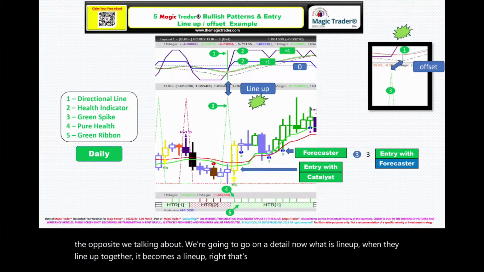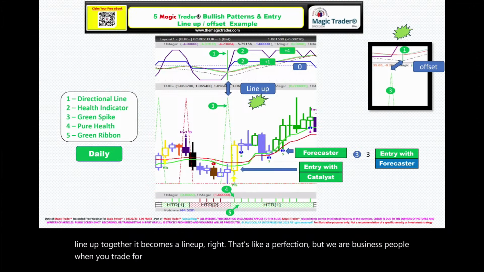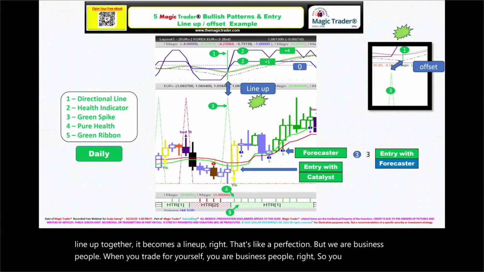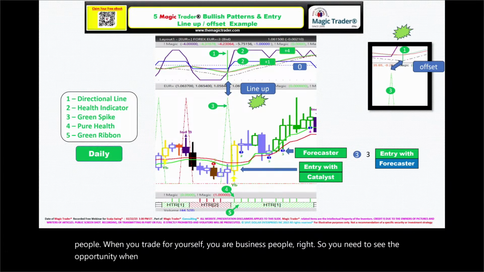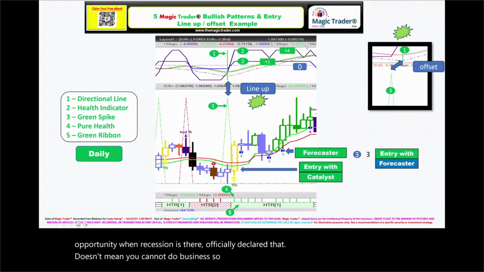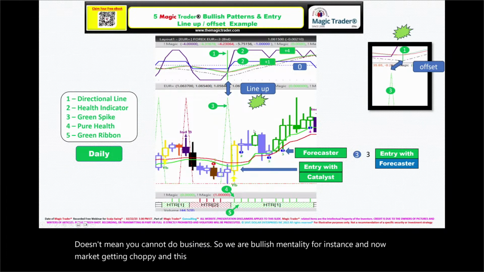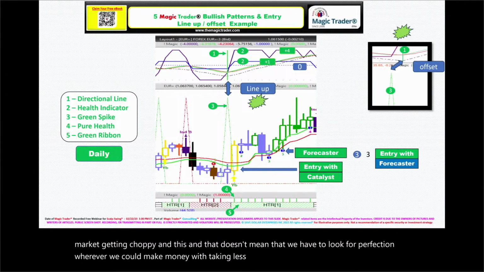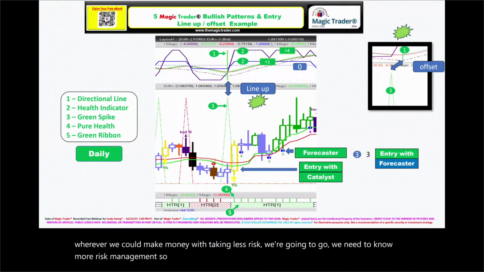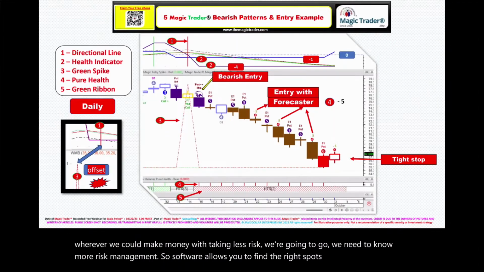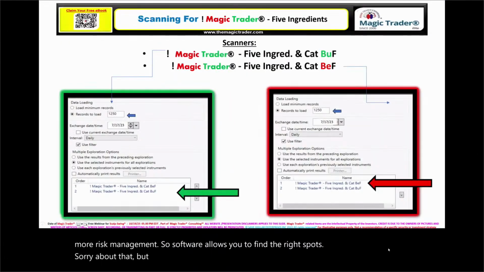That's like perfection. But we are business people. When you trade for yourself, you are a business person, right? So you need to see the opportunity when a recession is officially declared. That doesn't mean you cannot do business. So we are bullish in mentality, for instance, and now the market is getting choppy and this and that. That doesn't mean that we have to look for perfection. Wherever we could make money taking less risk, we're going to go. We need to know more risk management. So the software allows you to find the right spots. Sorry about that, but I felt I should do that.